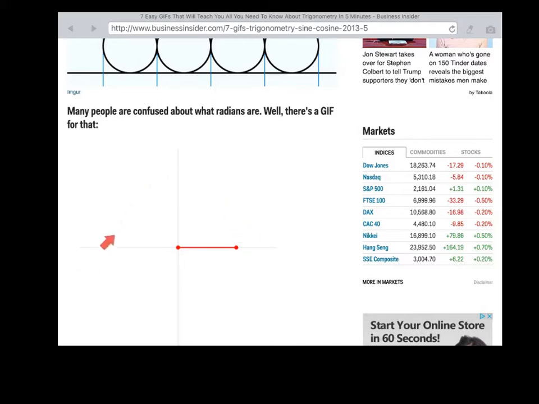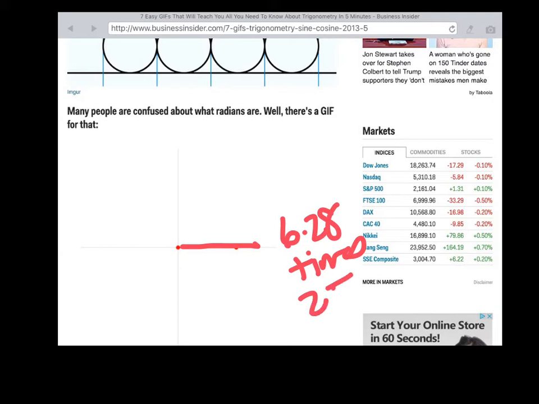So that's why half of a circle is pi. And then if you keep going, it'll be 2 pi. So basically, the radius that was right here will fit around your circle 6.28 times, or 2 pi. Or it fits around half of your circle 3.14 times, which is pi.